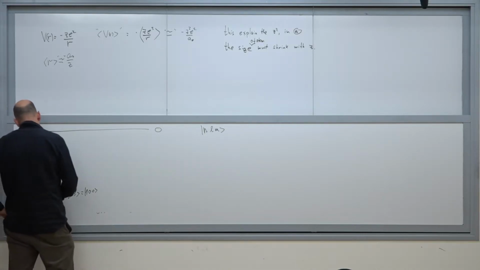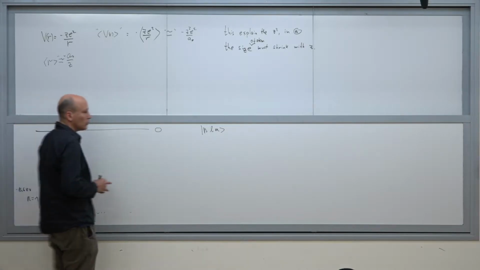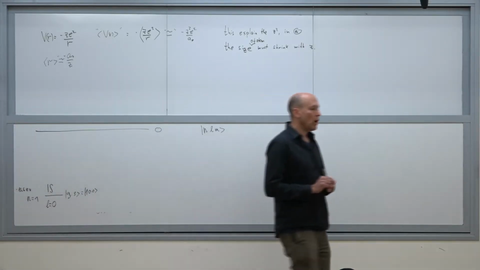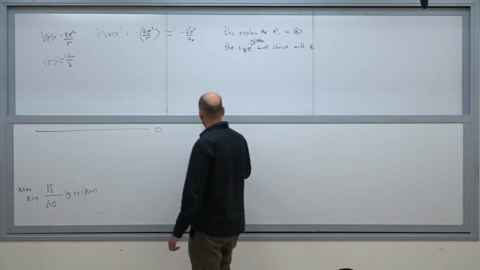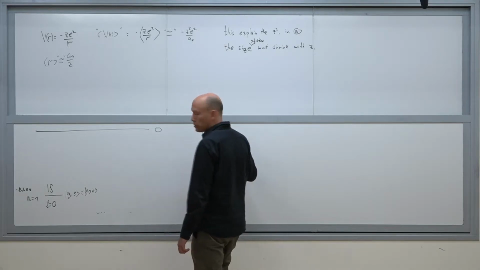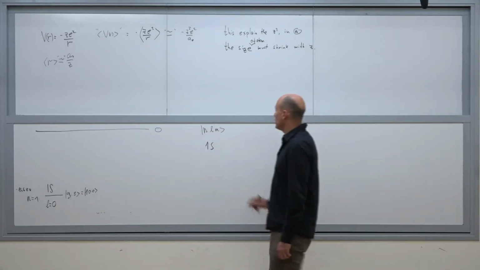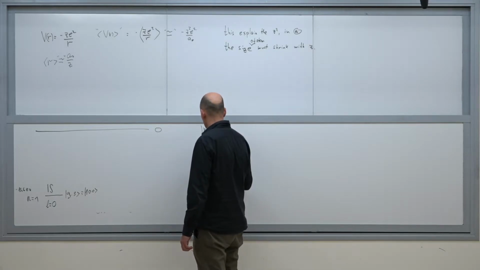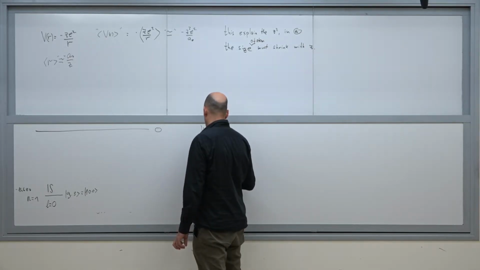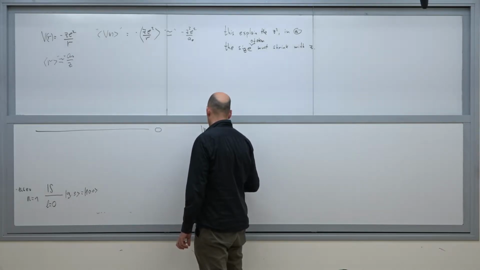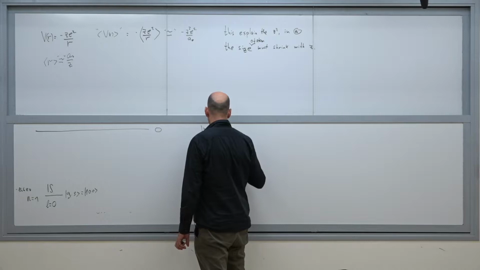To make things a little more complicated, this has a name. It's called 1s. In 1s, the 1 means that n is equal to 1, the quantum number n. It's a little better than these three numbers. And s means L equals 0.